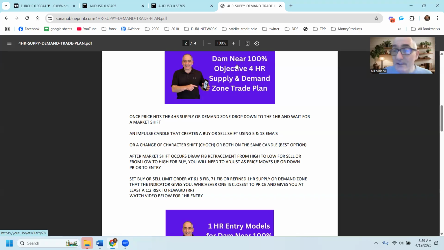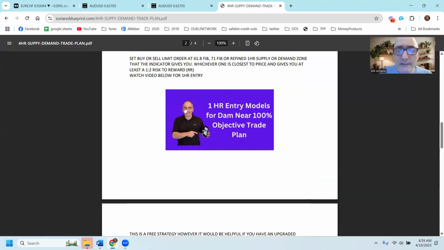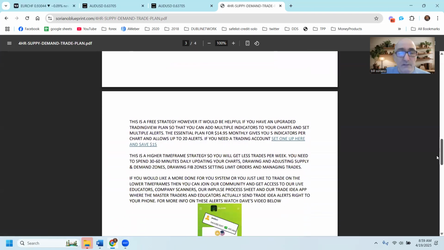Once that area is hit, we then drop down to the 1-hour time frame, and we look for our entry on the 1-hour time frame. Now, this has changed slightly, which I'll show you in this video, and I do have to make a new video, but it's still pretty much the same. There's just something that we look for on the 30-minute time frame first. All that's in that video there.